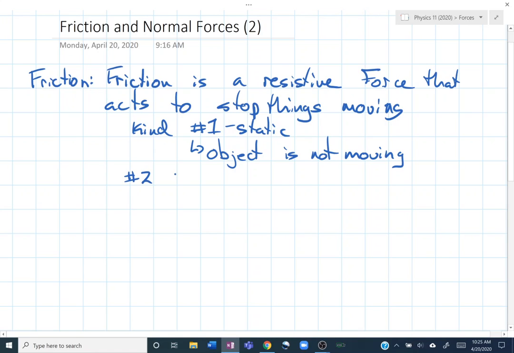Number two is sliding friction. Any object that is sliding has some sliding friction. If you poke the book with your finger and it starts to slide, there's sliding friction between the book and the table. So an object is sliding.